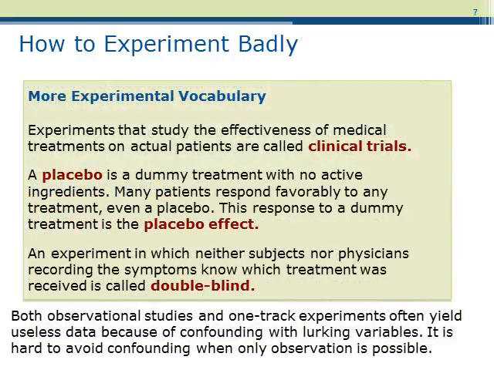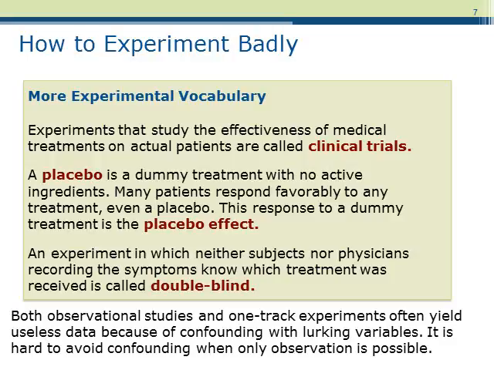Now, before we discuss how to properly design an experiment, we still need a few more vocabulary terms. Experiments that study the effectiveness of medical treatments on actual patients are called clinical trials. A placebo is a dummy treatment with no active ingredients. Many patients respond favorably to any treatment, even a placebo. This response to a dummy treatment is the placebo effect.